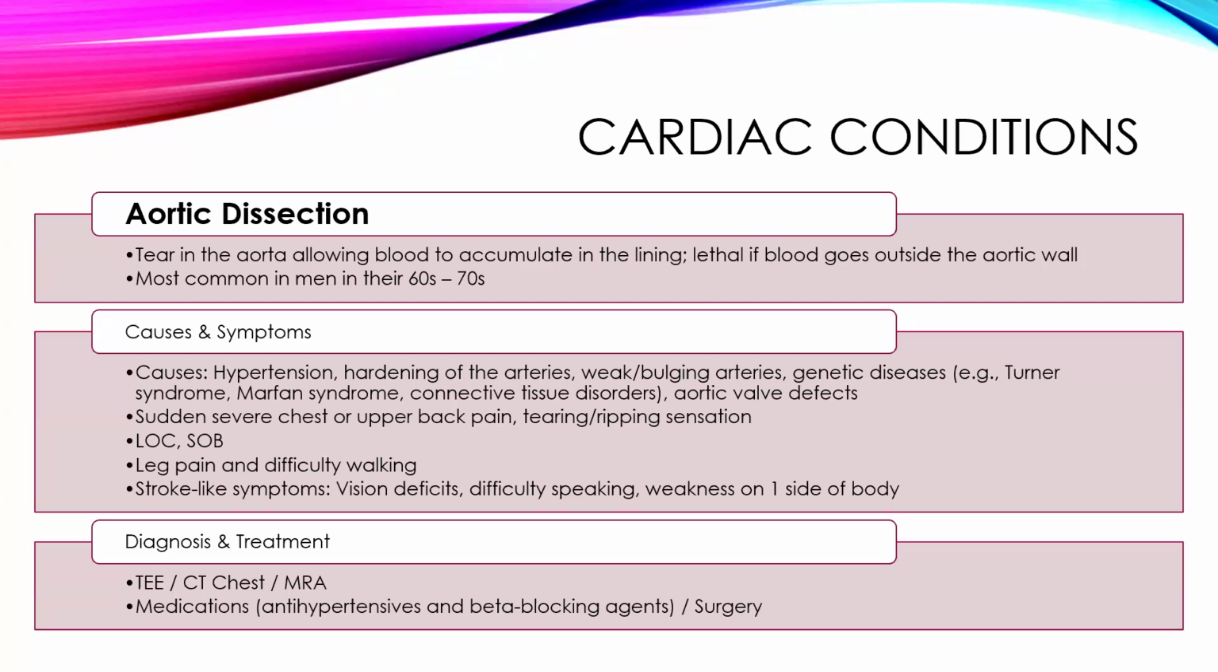Diagnosis and treatment. TEE is a new test that we're seeing here, and TEE is a transesophageal echocardiogram. For this test, an ultrasound probe is guided through the esophagus into the heart. It uses sound waves to create pictures of the heart in motion. So that's one thing that they can do to diagnose. And an MRA, we've talked about MRIs before, but MRA uses a magnetic field and radio wave energy to create images of the blood vessels.